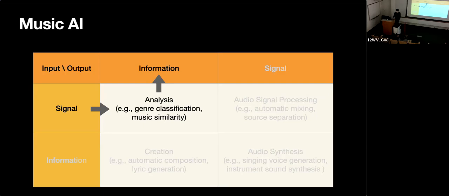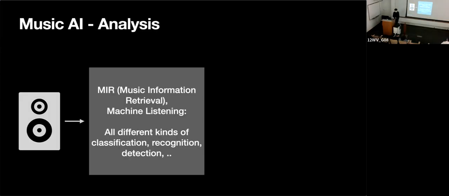We're going to the last cell, signal in, information out. We call it analysis, but also music information retrieval, or MIR. We also call it machine listening, because when we say MIR, people just don't understand. Quite a lot of the time you need some word, like when you're a professor, you have to choose the right word so that people can understand what it is.